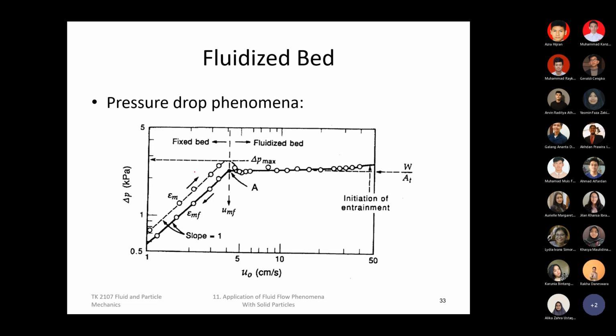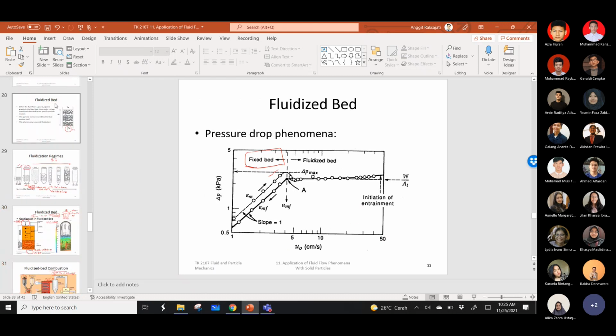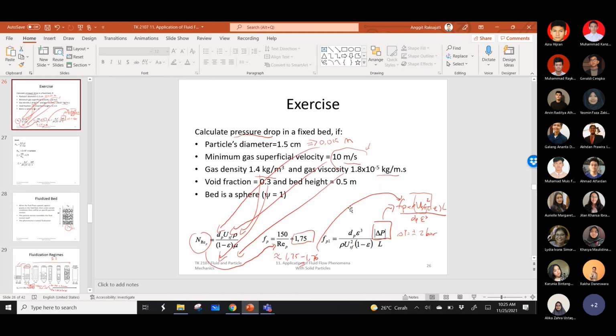First, last week or on Tuesday, we've already talked about the fixed bed regime. So let me copy paste my formula to make it easier for you to understand. Maybe I'll copy this one.